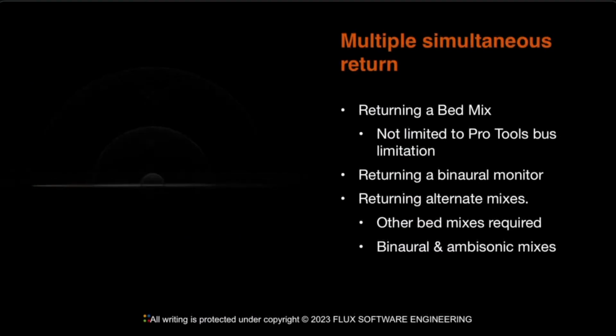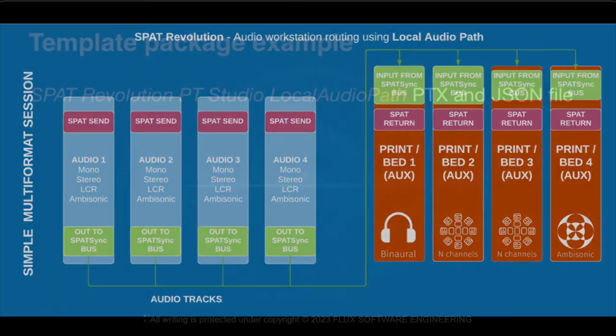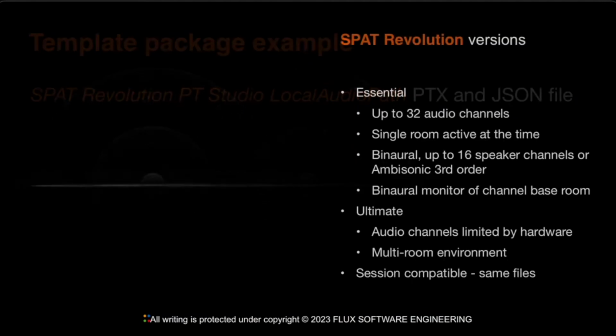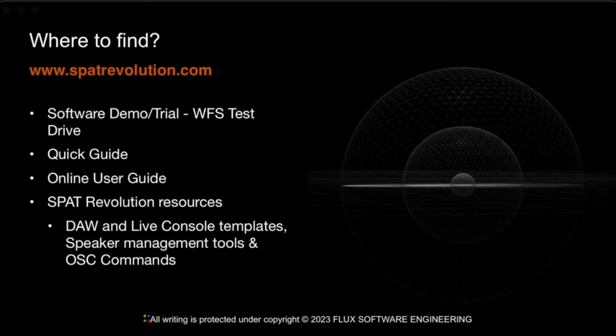In the next webinars, we're going to see how the configuration gets a bit more complex with multiple returns. We're also going to talk about these template files that exist to make your life simpler. We have 6, 7, 8 of them. I'm going to show them to you in 2 seconds. Where to find the information? Well, there's a bunch of information at spatrevolution.com: the demo trial, quick guide, user guide, a bunch of resources. I'm going to show you this as we wrap up.